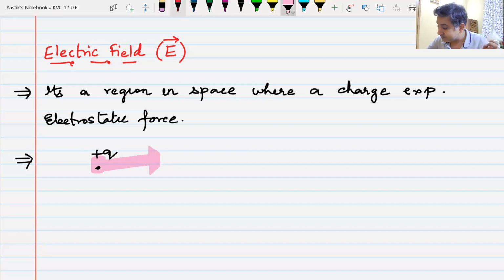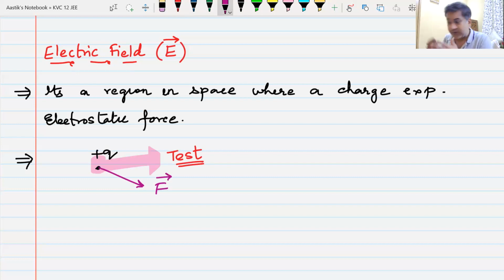This is known as a test charge. I keep a small charge, a test charge, and I find out how much force that test charge is experiencing. If it is experiencing a force F, it could be in any direction. Electrostatic force is what I am concerned about. If this test charge is experiencing an electrostatic force F, then I can tell you the magnitude of the electric field, or the intensity of the electric field. The intensity of the electric field will be F divided by Q, the value of this test charge.